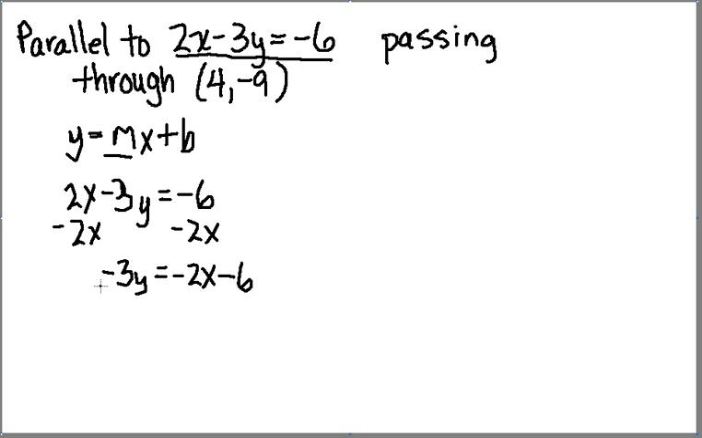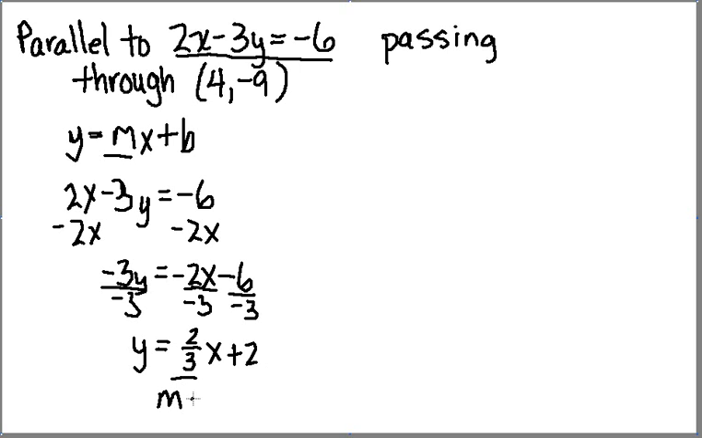And now to isolate just y, I need to divide by negative 3. But I need to make sure I divide every single term in this problem by negative 3. So on the left-hand side, I've isolated my y. And on the right-hand side, I've got a negative 2 over negative 3, which gives me 2/3 x, and then a negative 6 divided by a negative 3, which gives me plus 2. Now I have my equation in slope-intercept form, so I can read off my current slope. It's just the number out in front of x, which in this case is 2/3.